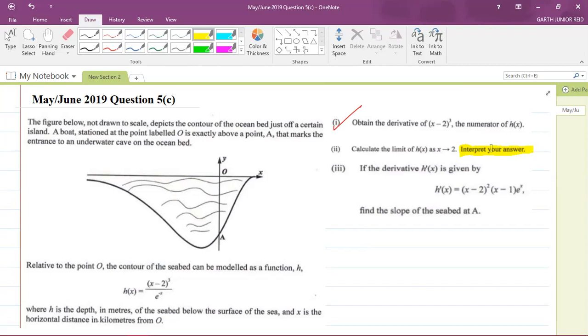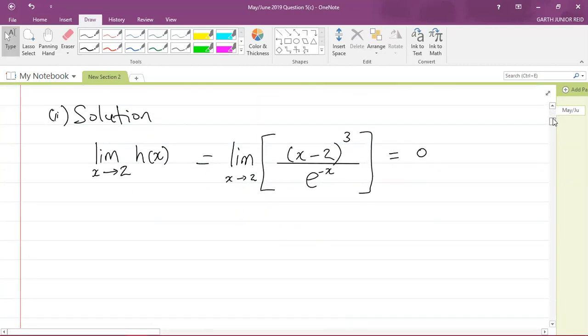Now, how do you interpret your answer for the limit? Well, let us go back to the question. Remember, the question told us that h is the depth in meters of the seabed below the surface of the sea, and x is the horizontal distance in kilometers from O, right? So we would need to recall that information in order to do our interpretation. So you would have to know that. Okay, so let me just scroll back down here.